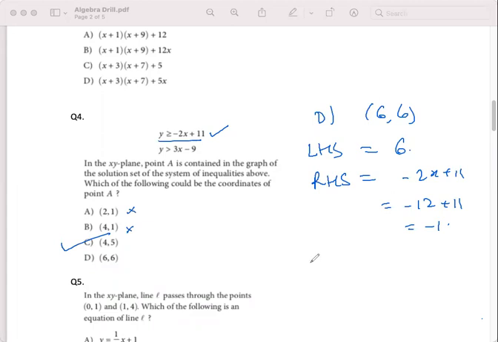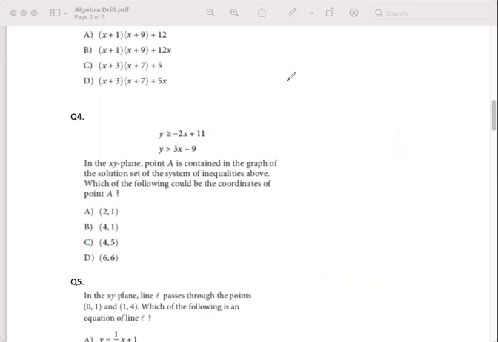And for the second one, the left-hand side is 6, and the right-hand side is 3x minus 9, which is 18 minus 9, which is 9, but 6 is not greater than 9. So the second one is not satisfied. So you see that the answer here is option C.